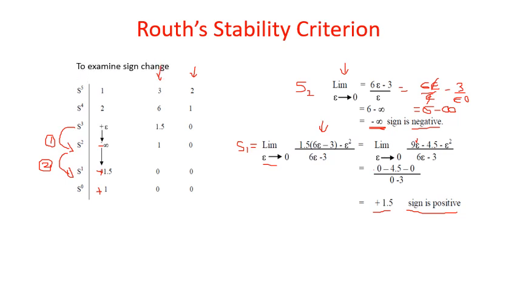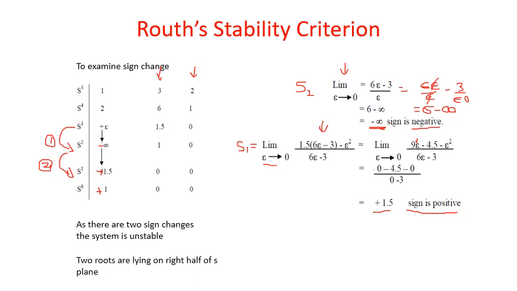So after examining the sign changes, we can write the statement that there are two sign changes, hence the system is going to be unstable. And here we have a total of 5 roots. Out of that, 2 roots are going to lie on the right hand side of the S plane, and the other 3 roots are going to lie on the left hand side of the S plane. Okay, understood?